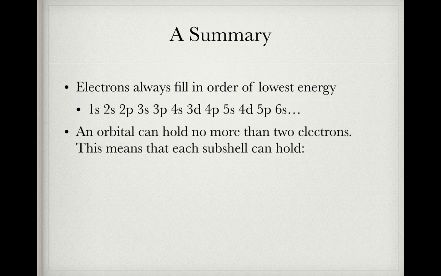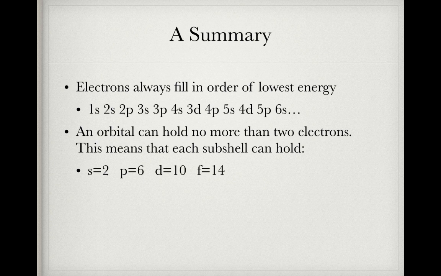So another part of the summary is that an orbital itself can hold no more than 2 electrons, 1 spin up and 1 spin down. That means that each subshell can hold, for an s subshell with 1 orbital, 2 electrons. A p subshell has 3 orbitals, and it can hold 6 electrons. Your d subshell has 5 orbitals, and that can hold 10 electrons. An f subshell has 7 orbitals, and that can hold 14 electrons.